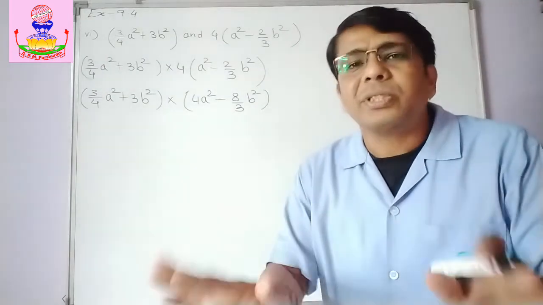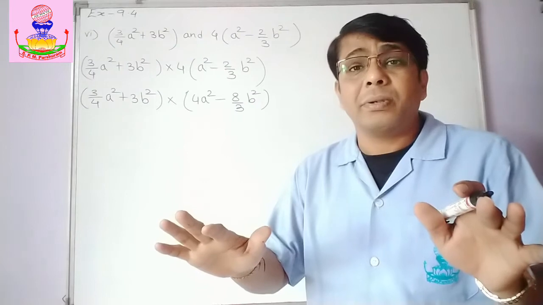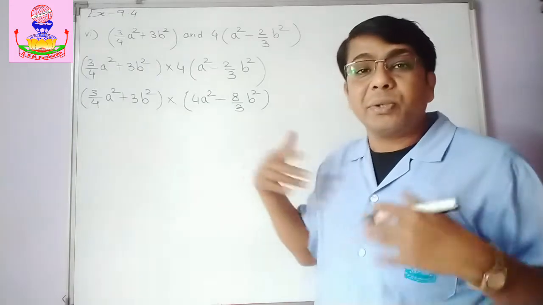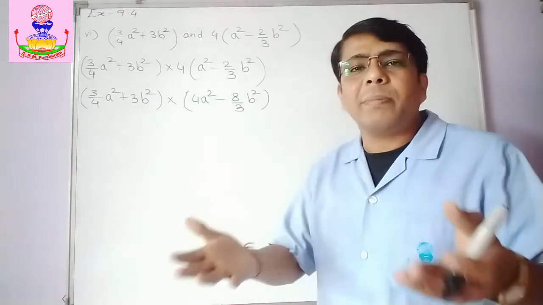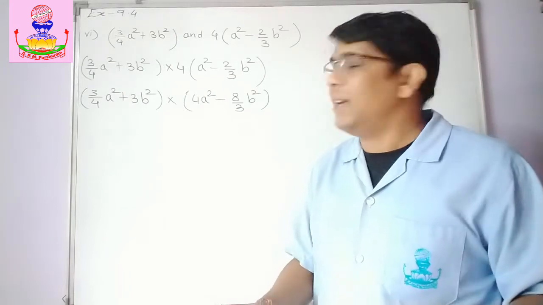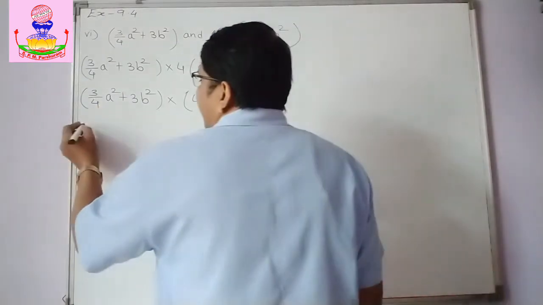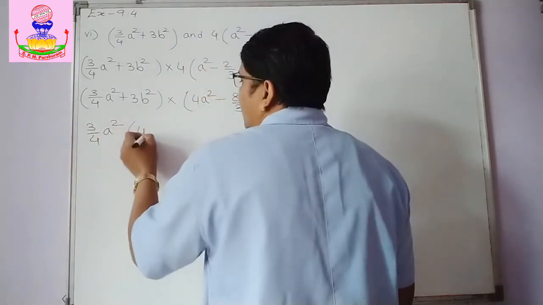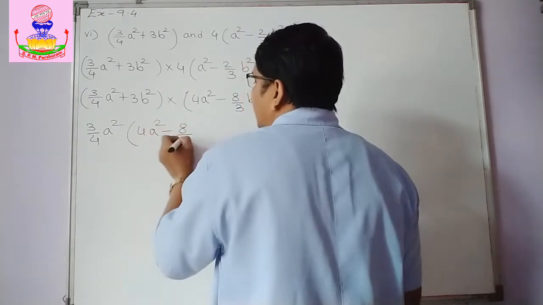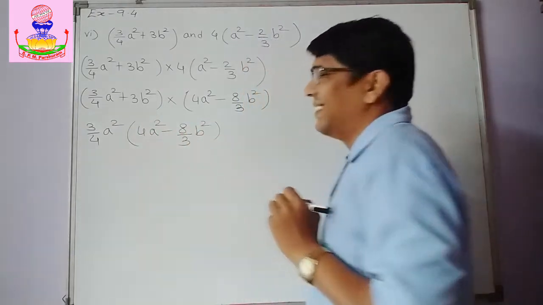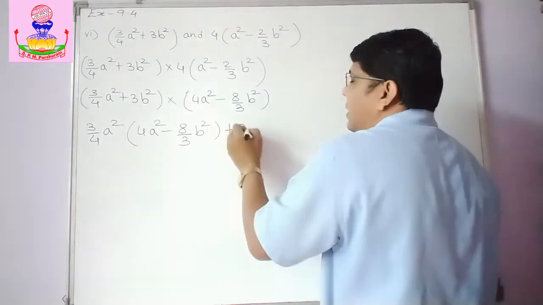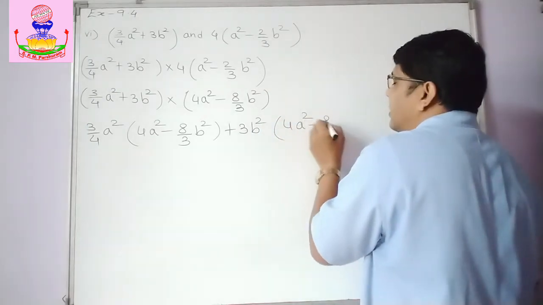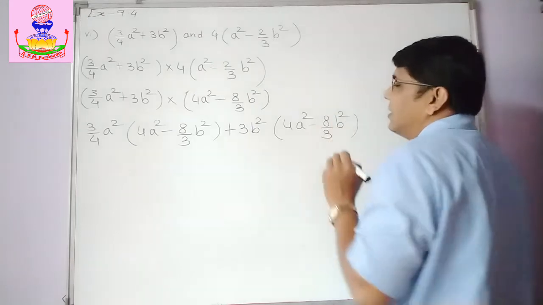We know that. Now don't get afraid of the fractions. और fractions से तो क्या करना है? कुछ नहीं. Use the basics. Nothing else. Don't get tensed. Don't take the tension. Okay? Solve. I know the basic. What is the basic? How to multiply binomial by a binomial. Use that. Okay? So open the bracket of this. So 3 upon 4a square multiply by this whole bracket, 4a square minus 8 upon 3b square. Okay. Now plus 3b square into 4a square minus 8 upon 3b square.